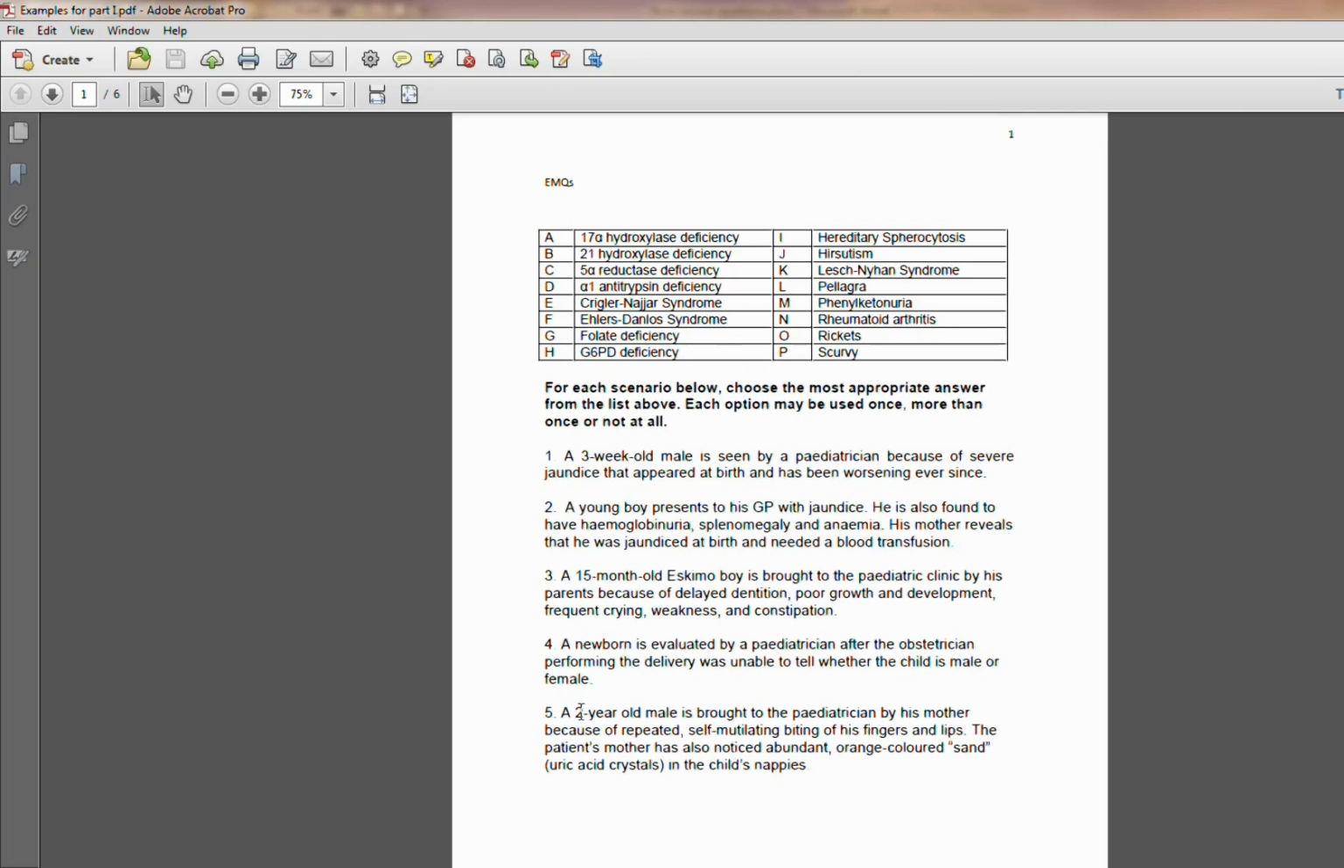Here you've got these 5 scenarios, so you have to look at these scenarios, and we won't discuss the answers, but you can replay this when you wish and find out the answer. A 3-week-old male seen by a pediatrician with severe jaundice that appeared at birth and has been worsening ever since. From these you have to pick out all the things that are going to be related to this, either from the enzyme deficiencies, the syndromes, and other conditions that are listed there.